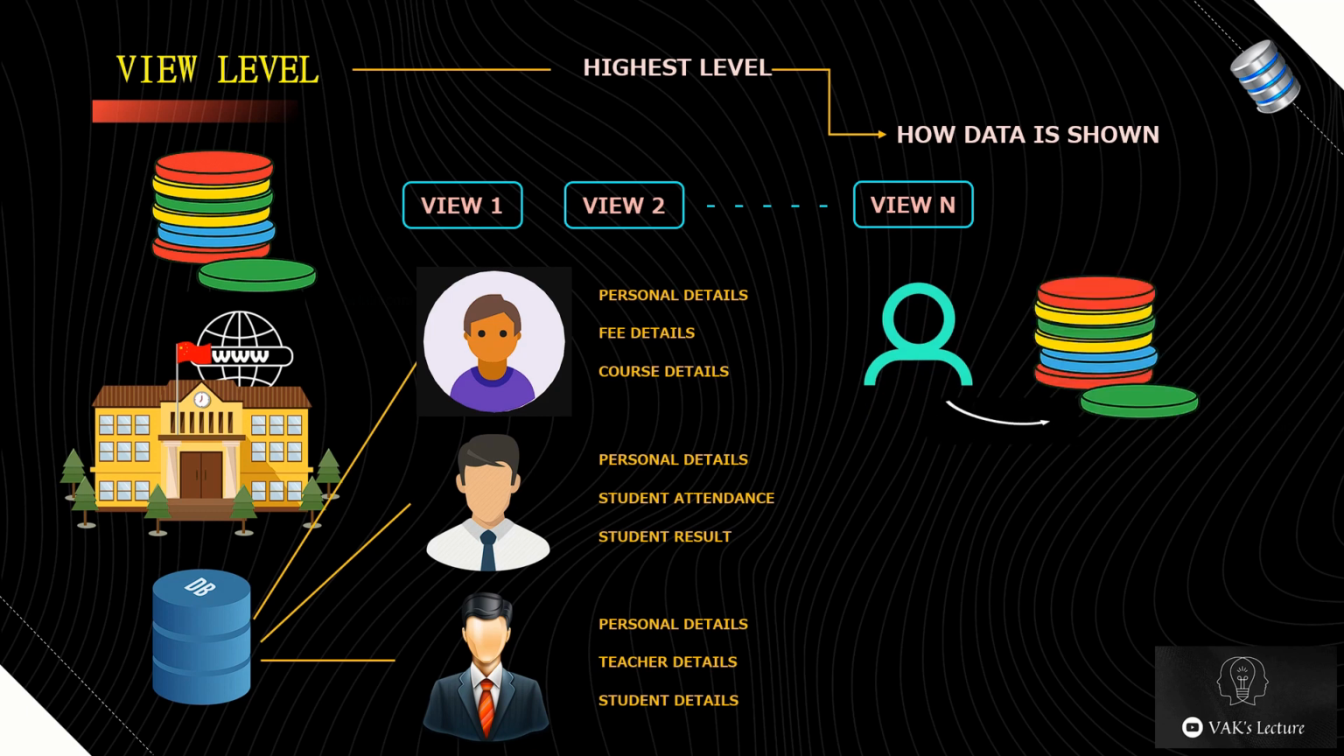According to the user, it is decided which data must be shown and which data must be hidden from the user. This level is present to ease the user interaction with the database, and storage and implementation details are hidden from them. These were the levels of abstraction in database. So in this video, we have covered what is data abstraction and the levels of data abstraction.